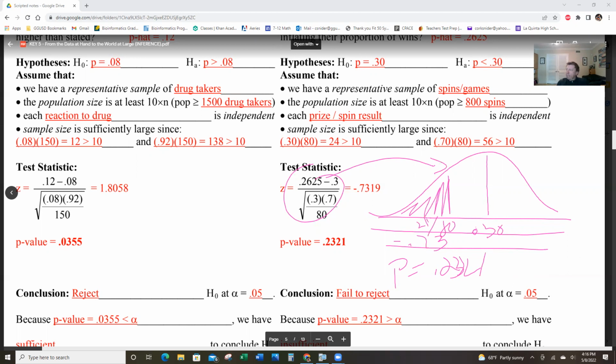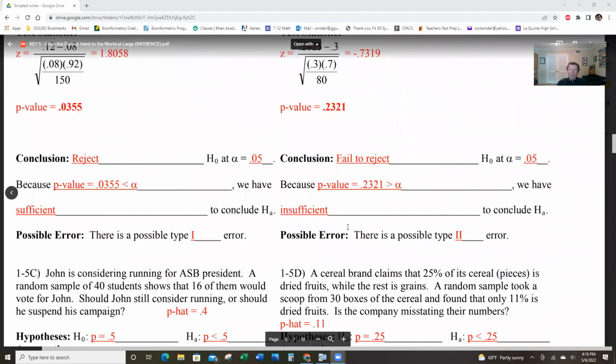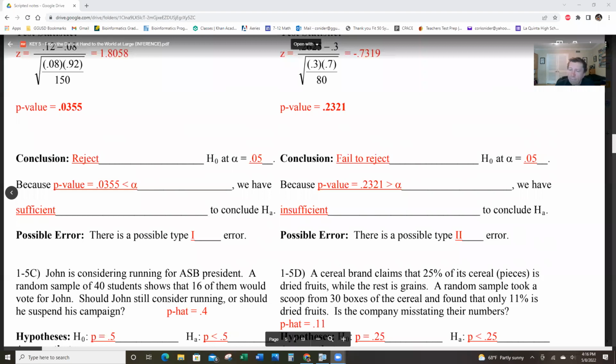Let me clear this and slide down. We have insufficient evidence to conclude HA, which is that it's inflated. Now, when you have insufficient evidence, where you don't detect something, that is a possible type 2 error, meaning it could actually be inflated, but you didn't detect that. Okay, we'll get into more of those later.